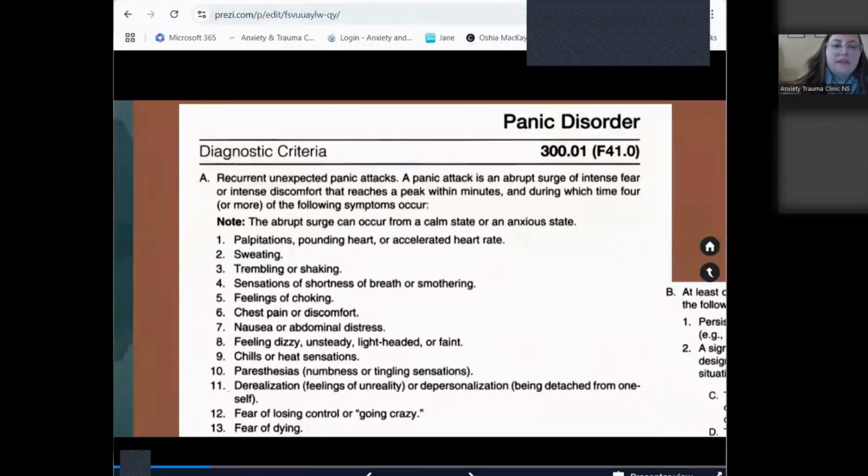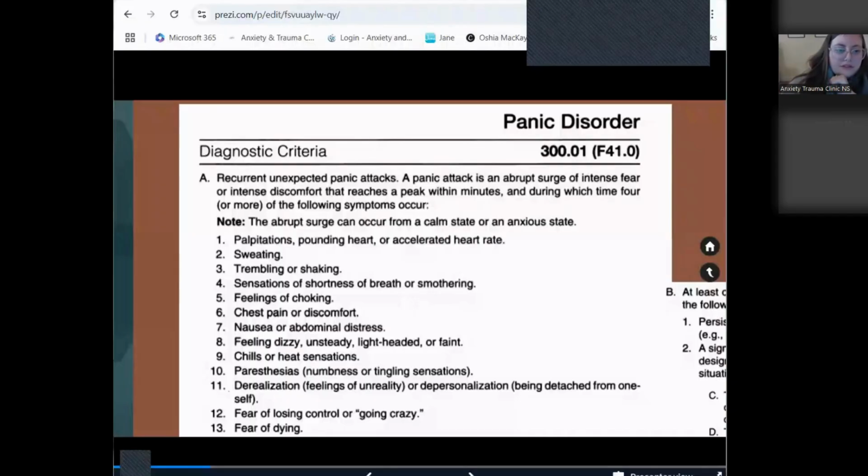So let's look at criterion A. As it says here, recurrent and unexpected panic attacks. A panic attack is an abrupt surge of intense fear or intense discomfort that reaches a peak within minutes and during which time 4 or more of the following symptoms occur. Like I said, we don't need all 13, just 4 or more. I will be clear that psychiatrists and psychologists are the ones who do official diagnoses for these kinds of things, but it is important to go through this diagnostic criteria just to understand what exists and the components of it.